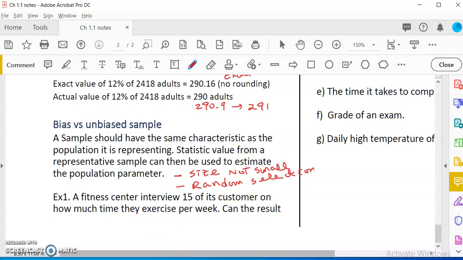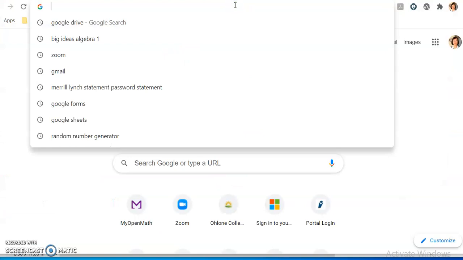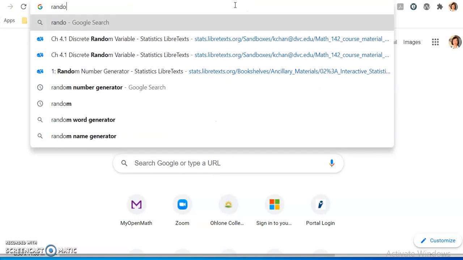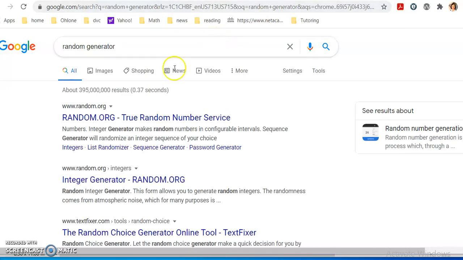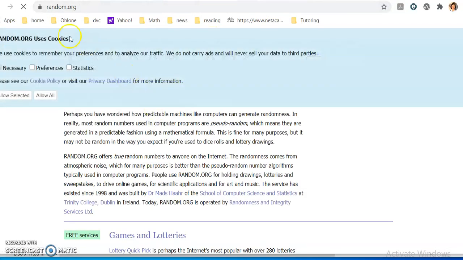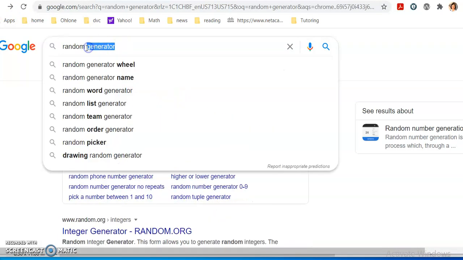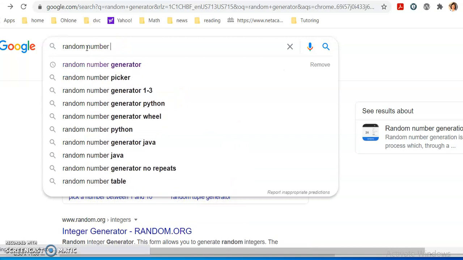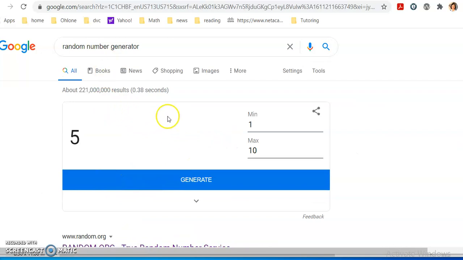So what is a good random selection arrangement? It is not just mindlessly picking someone. A random number generator, for example. This is an online random number generator. You just Google random number generator and it will show up.